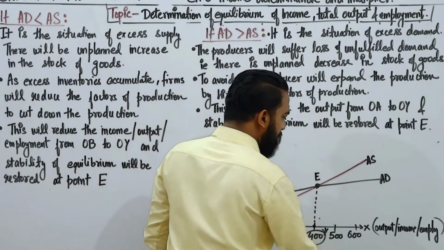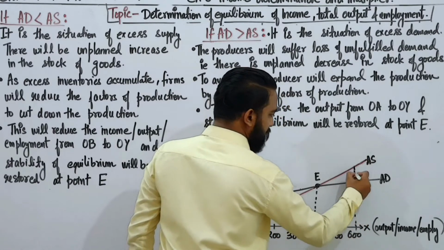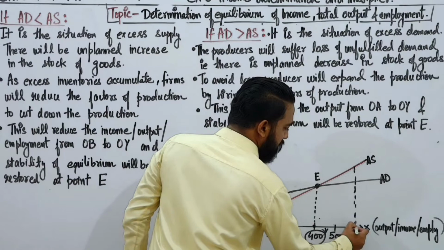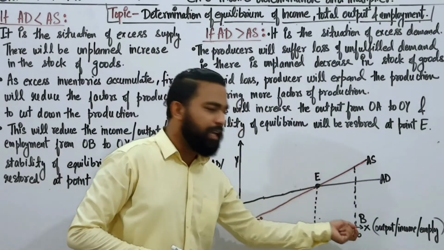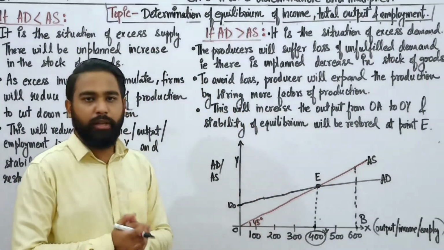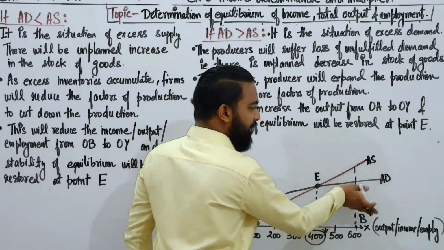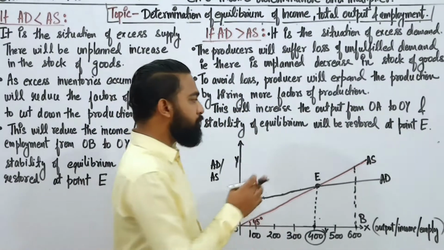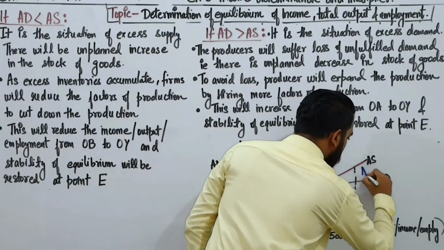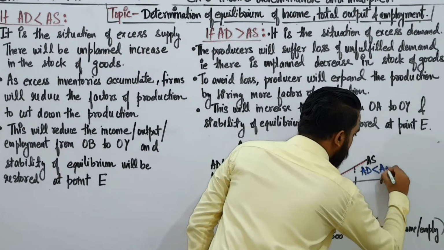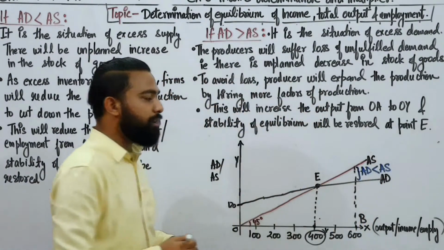Suppose I am taking any point of level of income. Suppose I am taking this point. I have marked it as point B. Fine. Now at point B, at 600 level of income, there is a situation where aggregate supply is more than aggregate demand. See, aggregate supply curve is above the aggregate demand curve. Fine. So this is a situation where the aggregate demand is less than aggregate supply, or you can say that aggregate supply is more than aggregate demand.